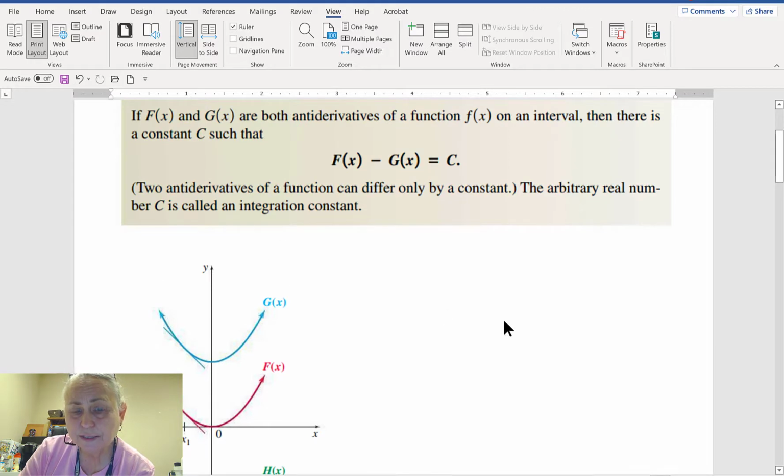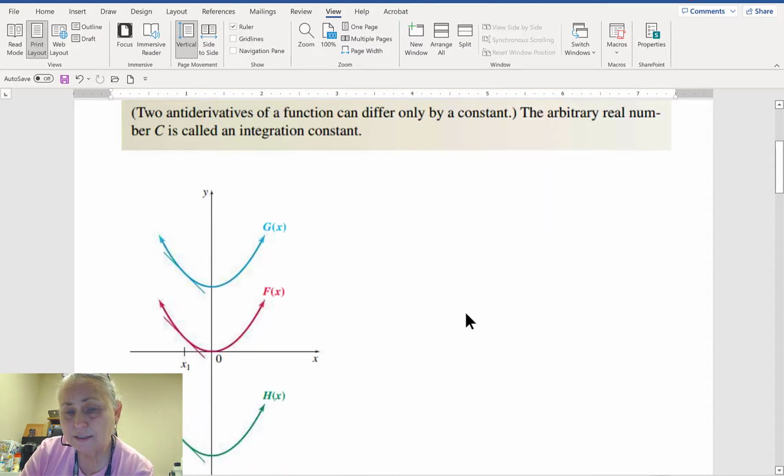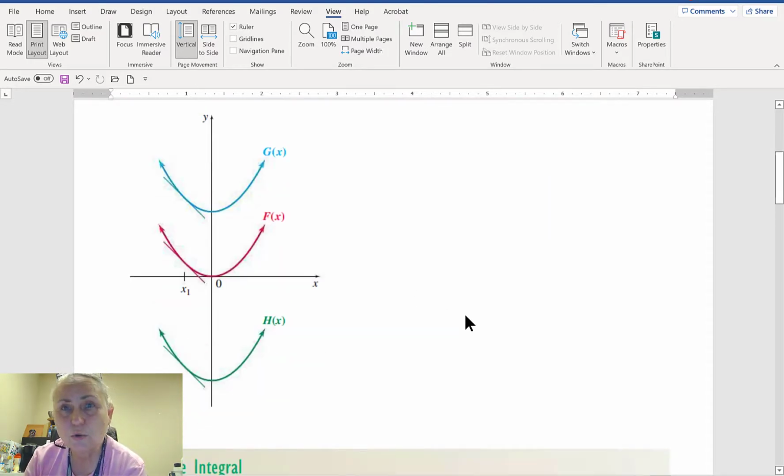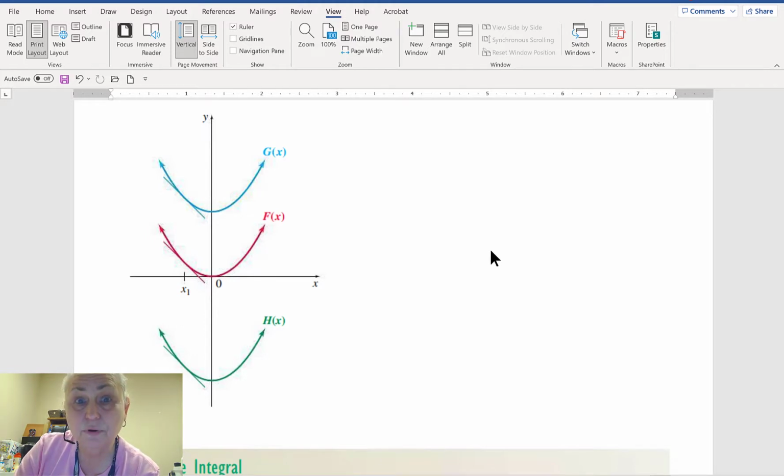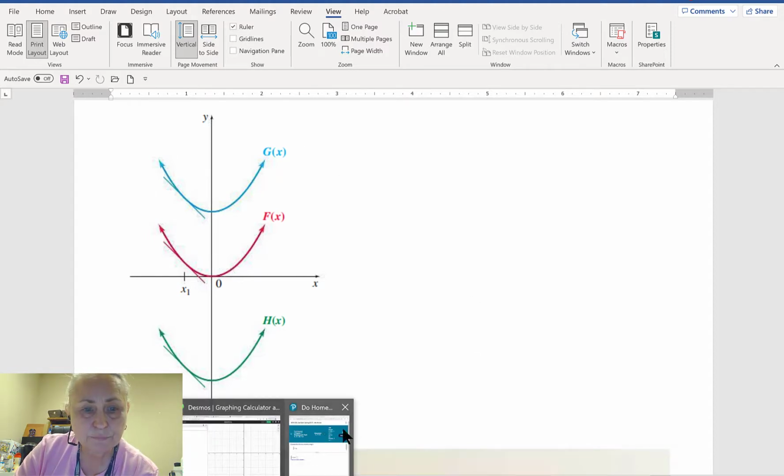So if the antiderivatives differ by a constant, there's no way to know what that constant was, is what we're saying. Because remember, when you take the derivative of a constant, you get 0. So how do we know what that constant was? There's an infinite number of constants that could be added onto a function, and all it does is take that function either up or down. So I'll give you an example.